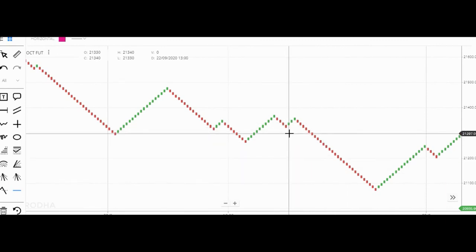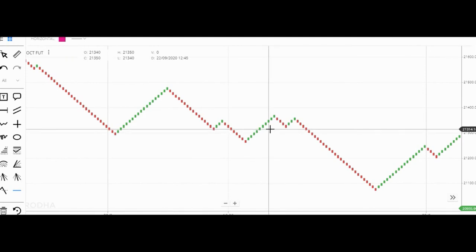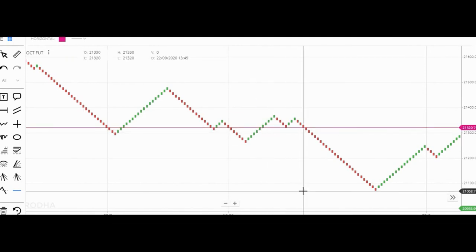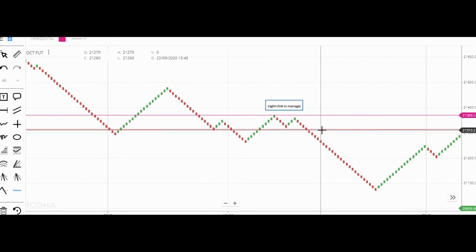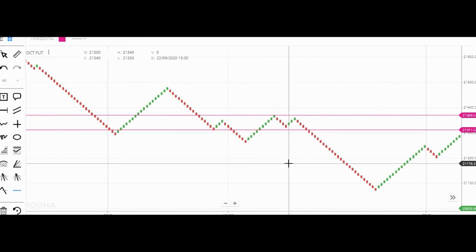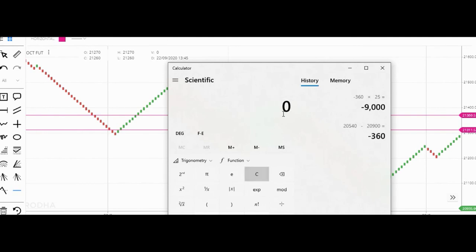Okay, so once this pink line, that is neckline, is broken, we can take short entry. That means we can short sell Bank Nifty futures, and the stop loss should be the top pink line. Okay, so after breaking down this neckline, at least one brick should be formed, that is this one. At this point we have to take the short entry, that is 21,311. Say we have shorted at 21,311.